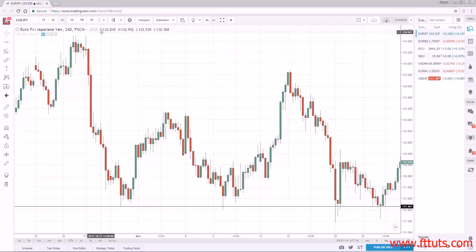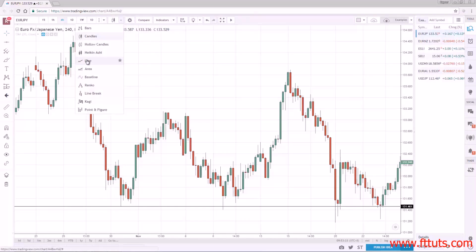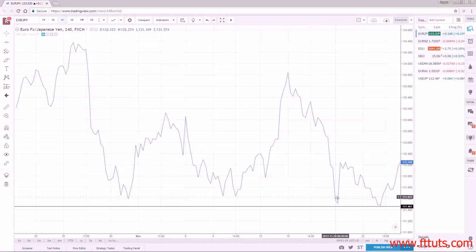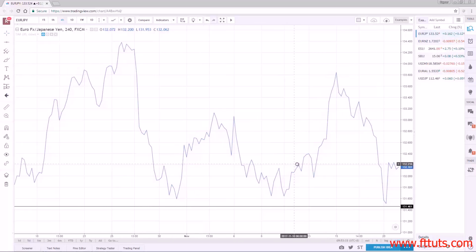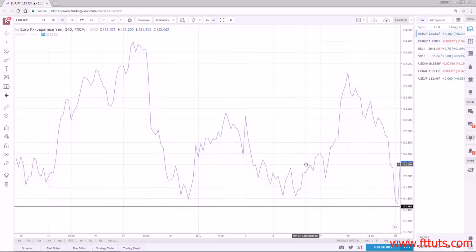So the first option is to use a line chart. So this one I changed to a line chart, and you can see that this over here becomes much clearer. Now price came in here, took out the prior lows, and then it closes bullishly. So you can see that the candle looks something like this. One thing to note is that the line chart is based on candle close only, so it does not take into account the high and low of the candle. So this one you can see that it's a very strong price rejection.